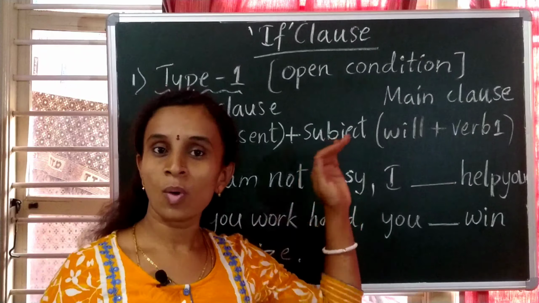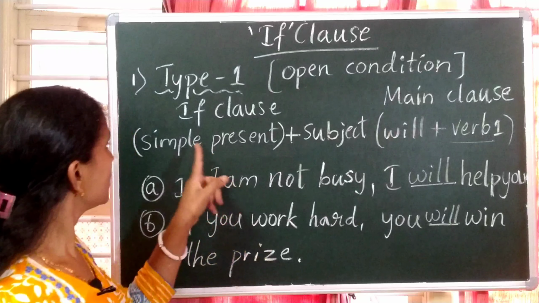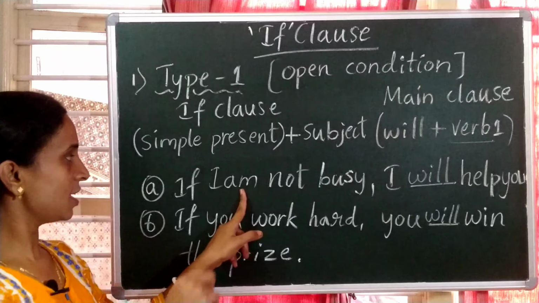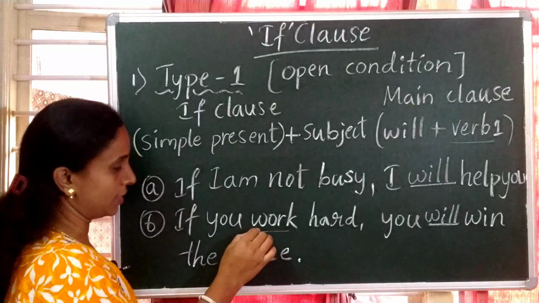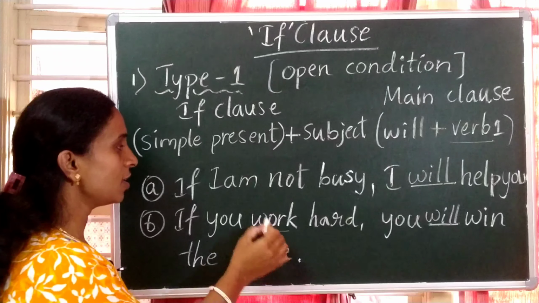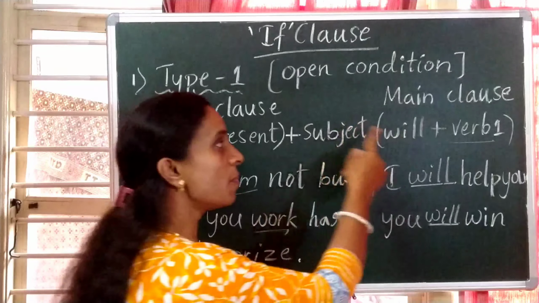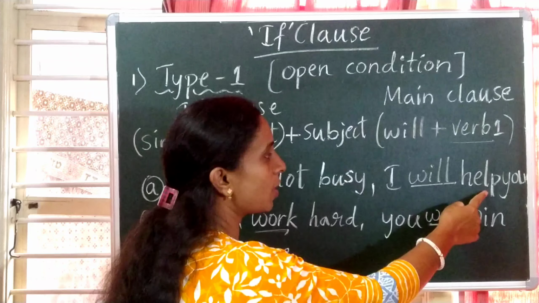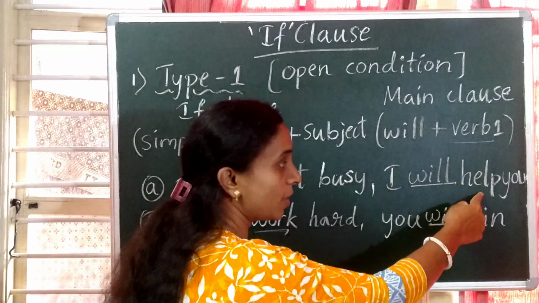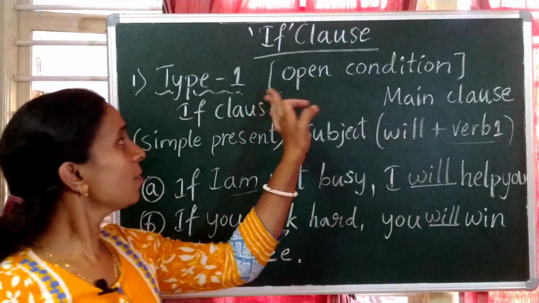A second example: if you work hard, you dash win the prize. If you work hard, you will win the prize. Students, observe here. If the if clause is in present tense, we depend on the verb to know which tense it is. Here, am is present tense, and you work, work is in present tense. So when the if clause is in present tense, we should use will in the main clause, will plus verb 1. The verb should be in its type 1 form. This is the type 1 if clause.